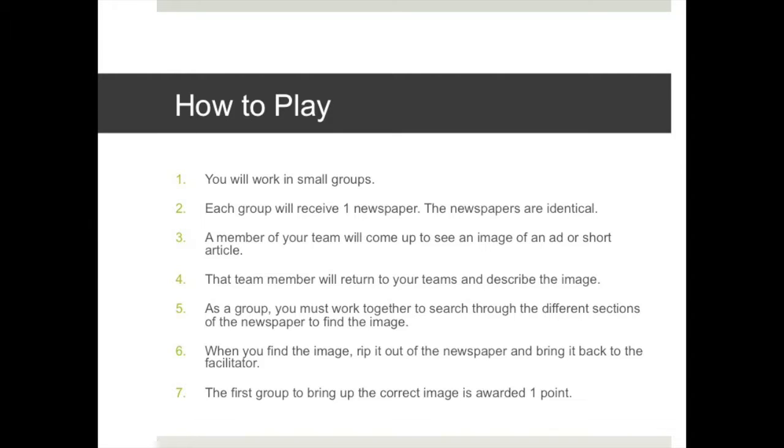How to play. You will work in small groups. Each group will receive one newspaper. The newspapers are identical. A member of your team will come up to see an image of an ad or short article. That team member will return to your teams and describe the image. As a group, you must work together to search through the different sections of the newspaper to find the image. When you find the image, rip it out of the newspaper and bring it back to the facilitator. The first group to bring up the correct image is awarded 1 point.